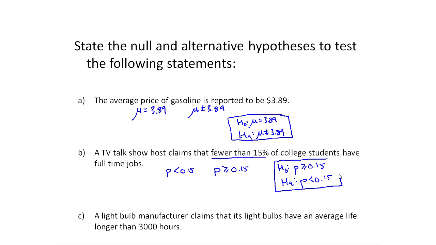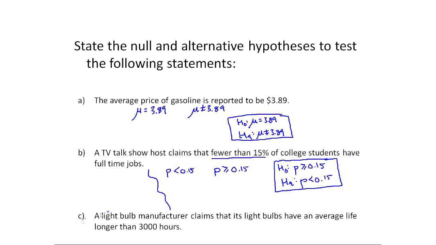Again, you could use pi there as well. So notice that the parameter that we're testing goes in here, not a sample value. So we didn't put P hat in here. We didn't put X bar up here. The statement that we're talking about has to do with the population, and then we're going to use our sample data to see what we think.